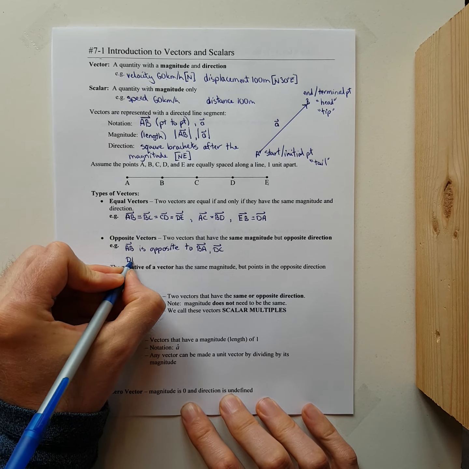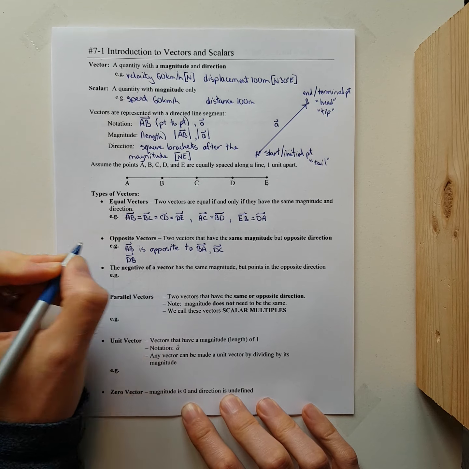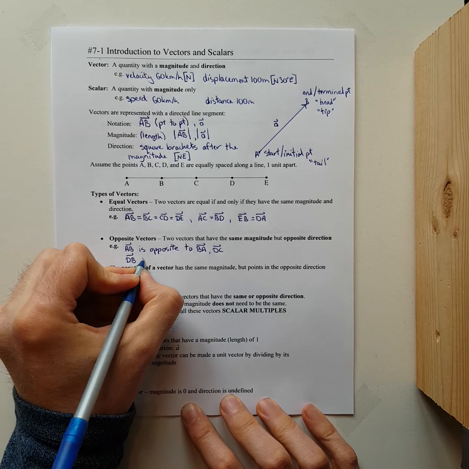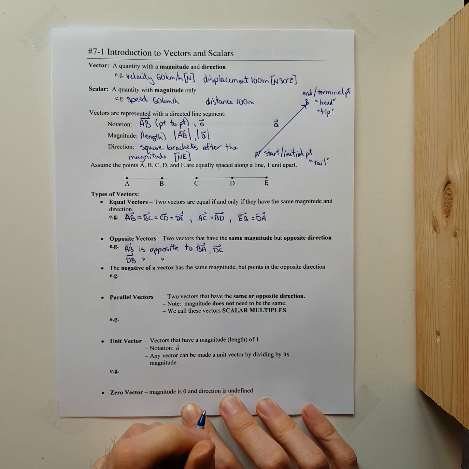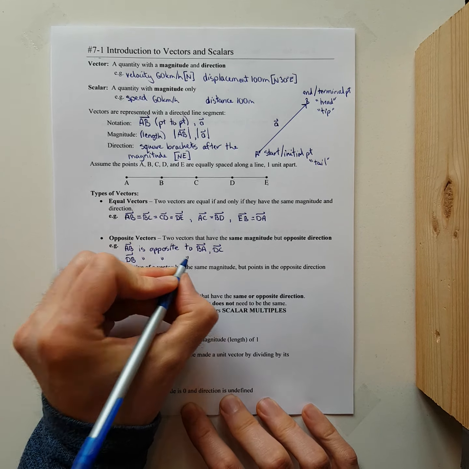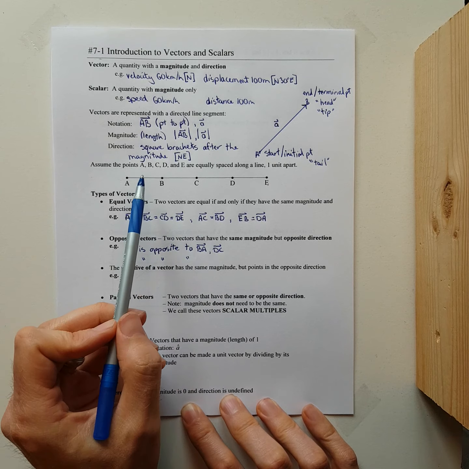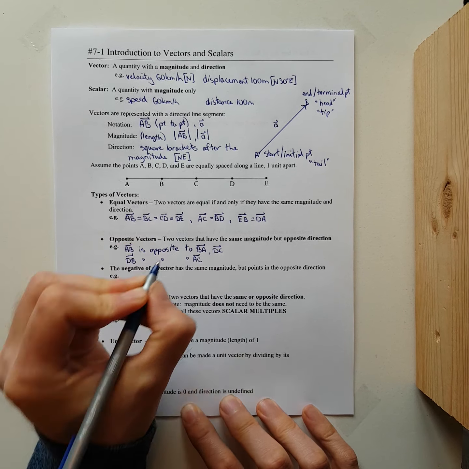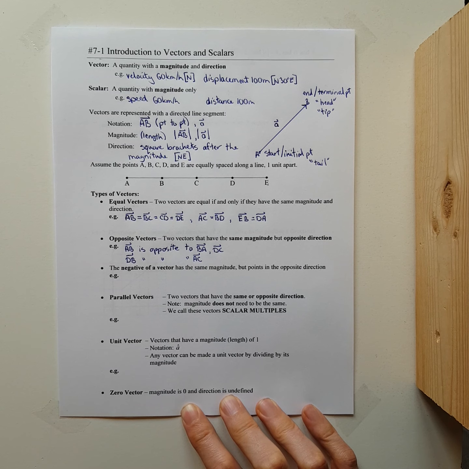Likewise, we could do, say, DB, which is a vector pointing to the left that is 2 units long. We could say it is opposite to a vector that is 2 units long and pointing to the right. So it would be opposite to, say, something like AC.